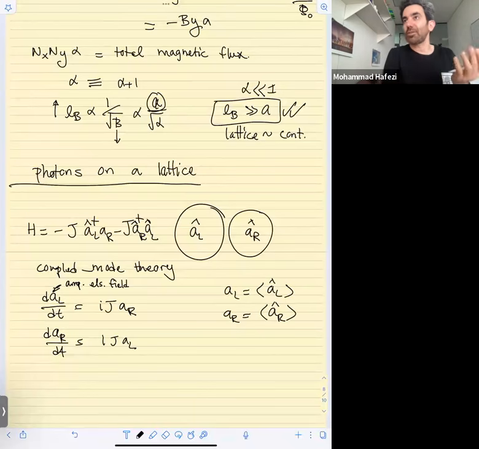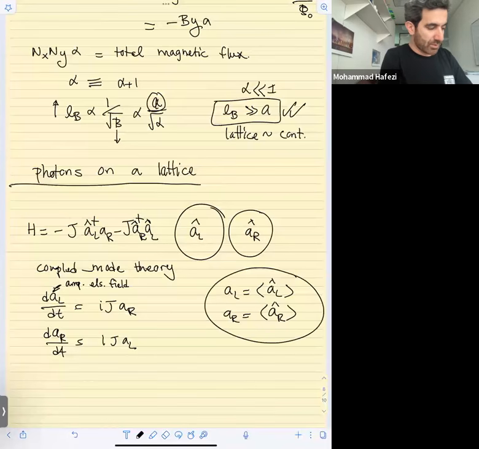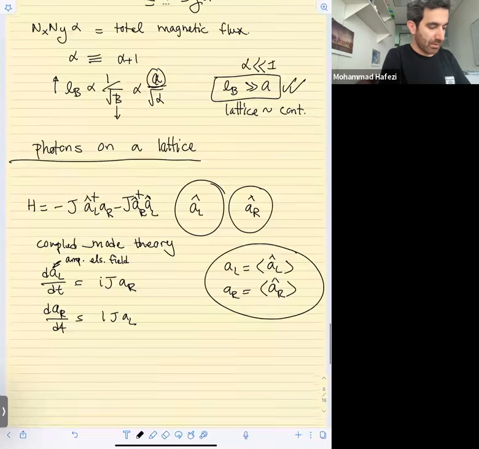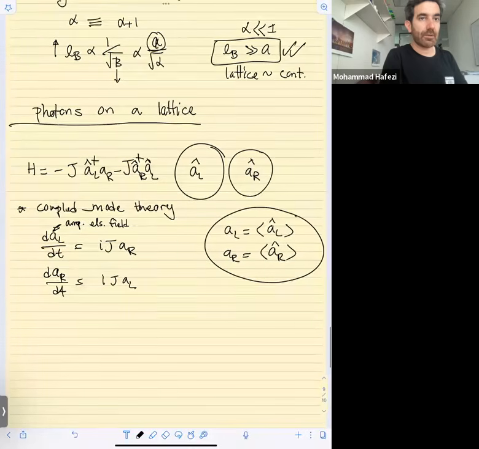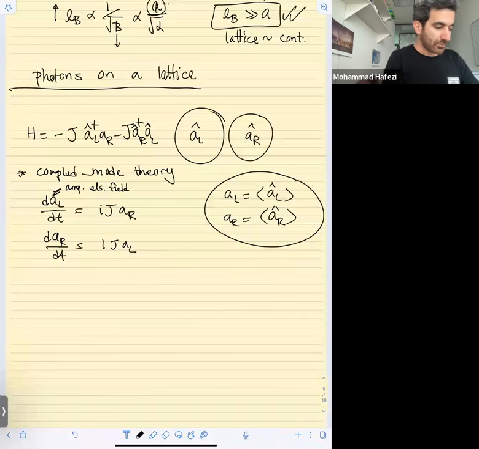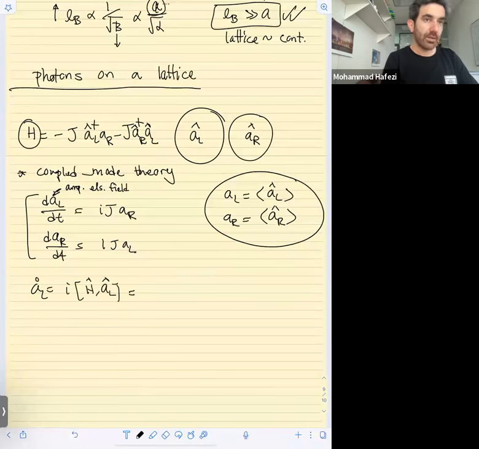So as long as you have no interaction in the system and the state remains coherent, then these two descriptions, this Hamiltonian and coupled mode theory, are exactly the same thing for non-interacting. You can convince yourself by writing the Heisenberg equation of motion for these ones. So for AL, let's say, it is i[H, AL], and then this gives you plus or minus, it doesn't matter, AR, and these are operators. Okay.